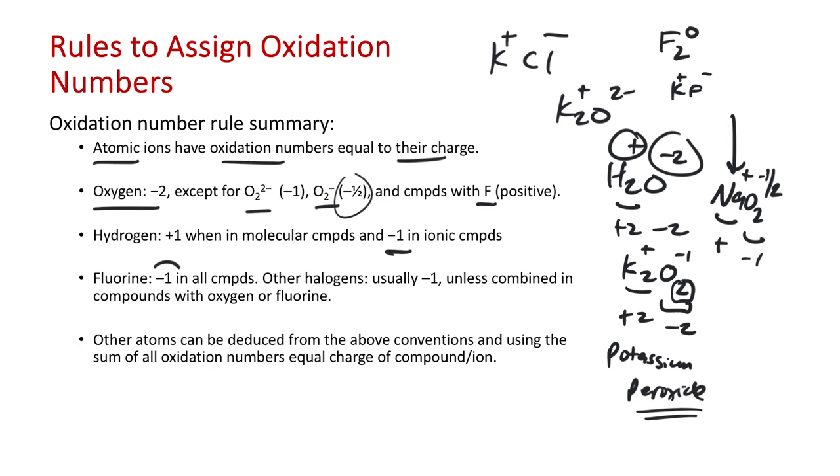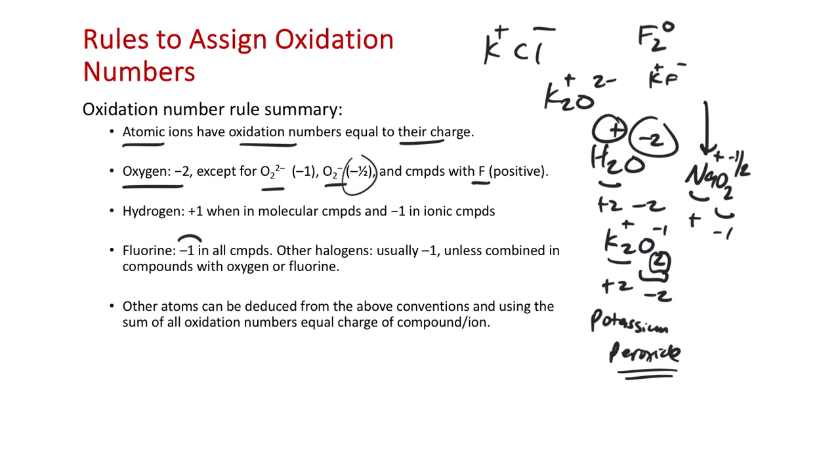And so hydrogen goes negative when it pairs up with metals because metals keep their positive charge. So hydrogen in ionic compounds is negative when it pairs up just by itself as an atomic ion with a metal atom. Okay, now all other atoms we're going to deduce from these conventions above, and then just by summing up the charges to equal the charge of the molecule or the ion.